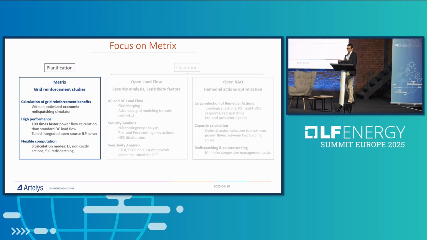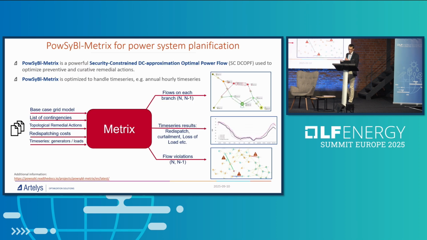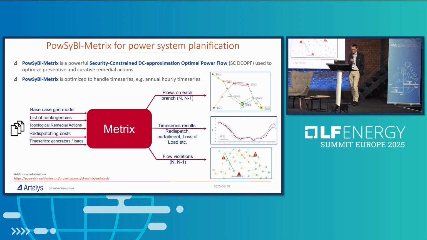So let's have a small focus on metrics. It's a security constraint DC approximation optimal power flow, for those who like the standard names of tools, that does preventive and curative remedial actions. And so with it, as I told you, you can do what-if analysis by adding a line to your grid and compute, for example, the decrease of redispatching or the decrease of losses that comes with your new line.